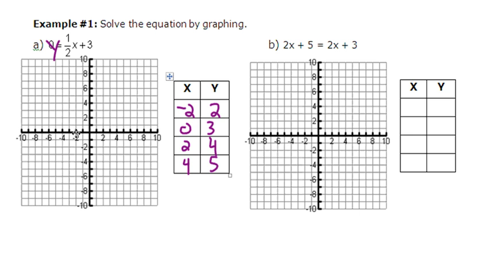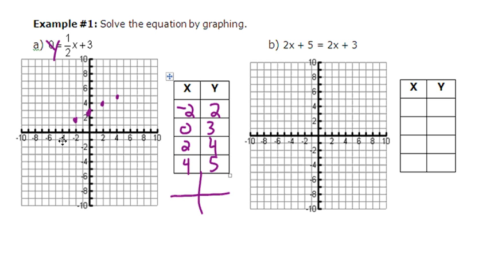So I'm going to plot these: -2, 2. 0, 3. 2, 4. 4, 5. If you look at my line, my solution to the equation is where it crosses the x-axis. Well, I can't tell where it crosses the x-axis because my points haven't gone that far. So I have to go a little bit further to the left. I'm going to need to pick some more values. That's okay, I have to extend my table.